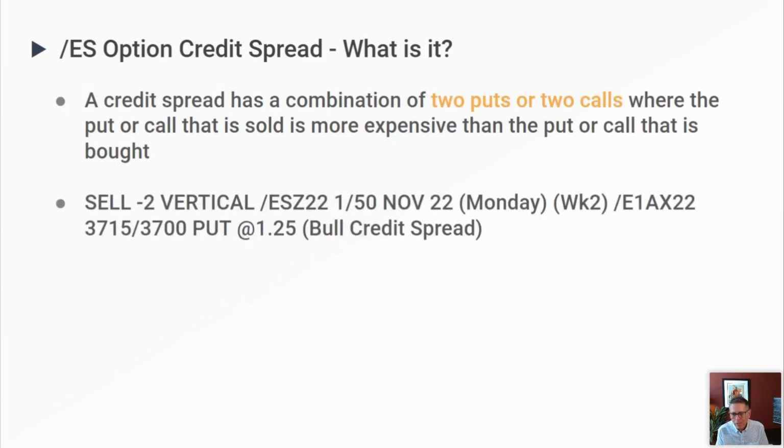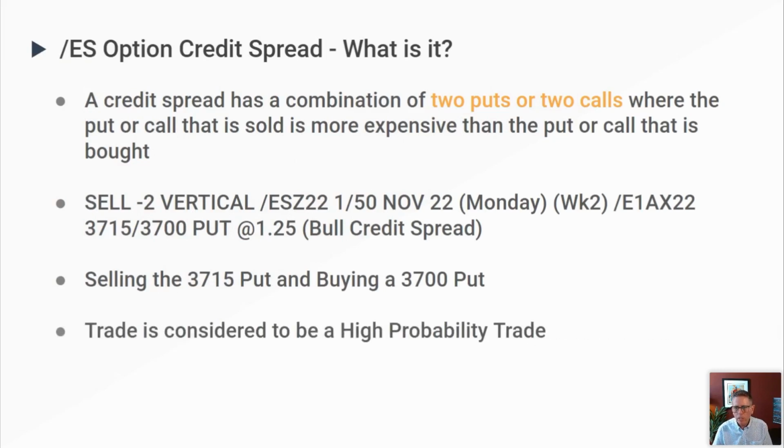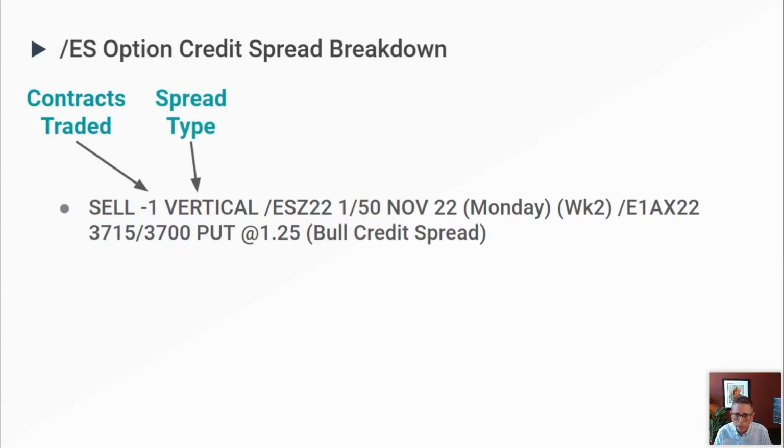Okay, here's the construct of the trade with thinkorswim. So this is how it works, and we're going to go over the construction of these trades in a minute here. In this case, we're selling the 3715 and buying the 3700, and the trade is considered a high probability trade. So here's the breakdown of the trade. First of all, the number of contracts traded. Secondly, the spread, which is a vertical. And then this is the futures contract.